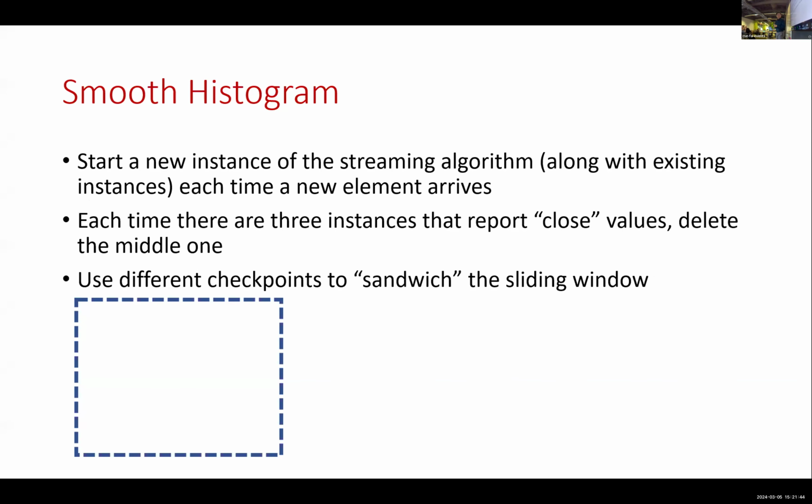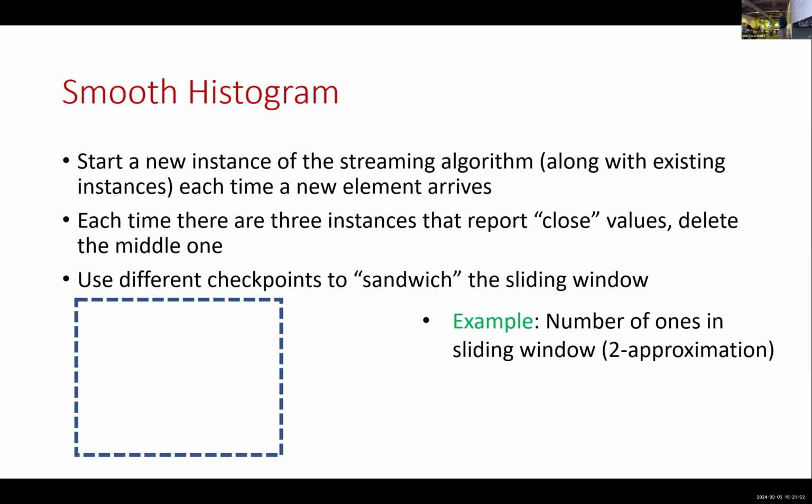All right, so let me give a quick example. Again, suppose that we are counting the number of ones in a stream of zeros and ones, and we just want a 2 approximation. All right, so we see a first bit, we start a new streaming algorithm. We see another bit, we start another streaming algorithm. We see another bit, and we start another streaming algorithm. So at this point, we have seen 3 updates, and we have 3 streaming algorithms. And the number of ones output by each of these can be different because they all start at different times.